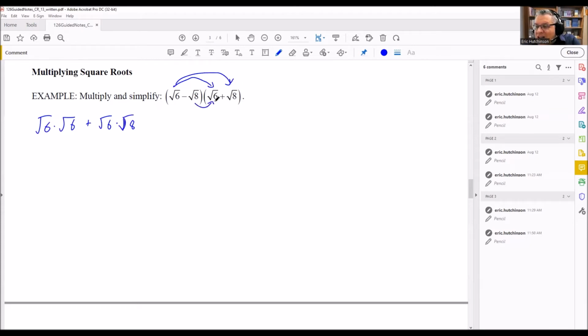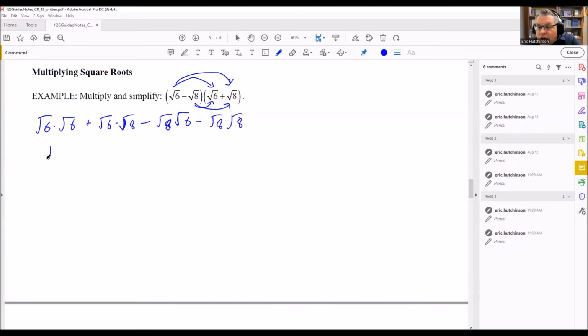Next, we're going to do the inner terms. So first, outer, inner. So the inner terms would be, now there's a minus here, minus square root of 8 times the square root of 6. So we have both of those there. And then finally, we have the last terms. That's what the L stands for in FOIL, last. We have minus square root of 8 times the square root of 8 here.